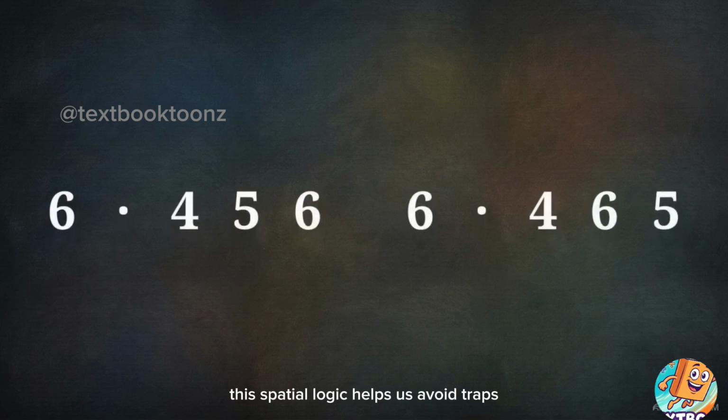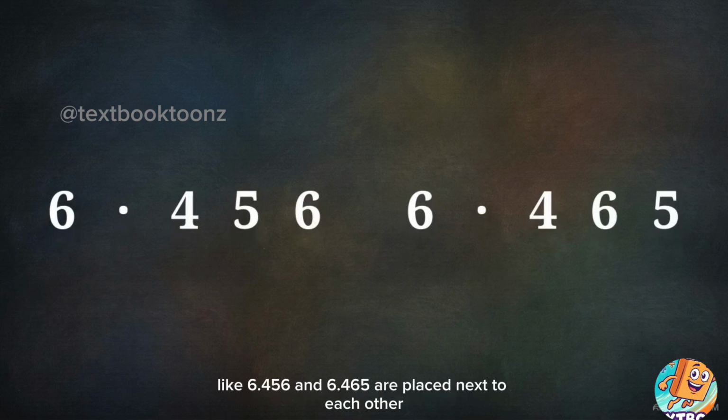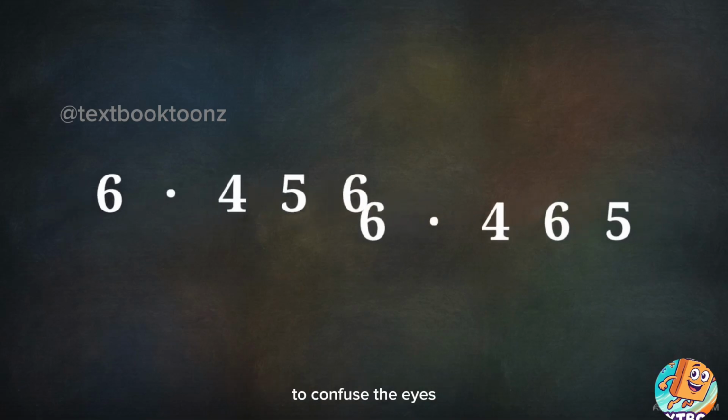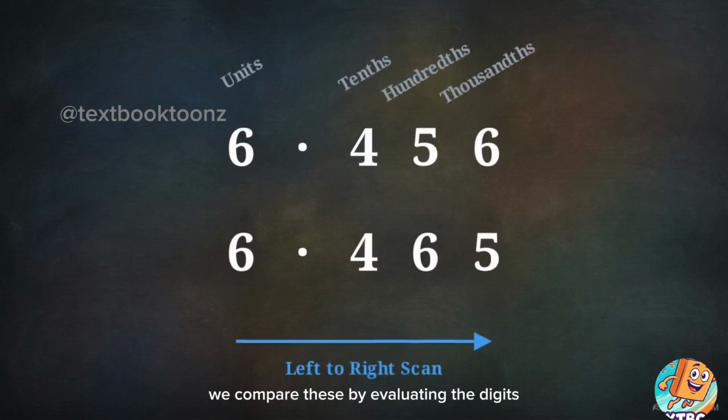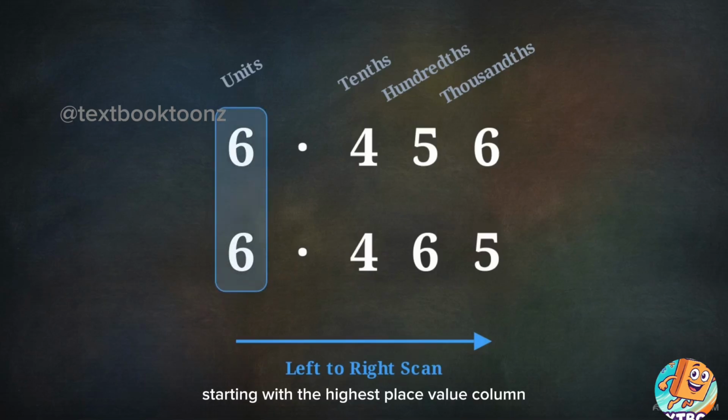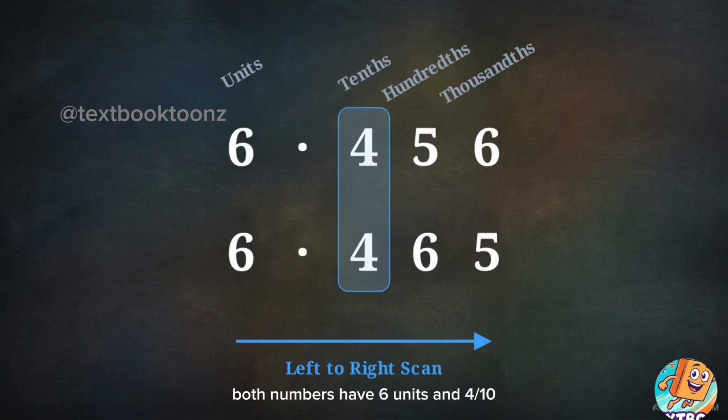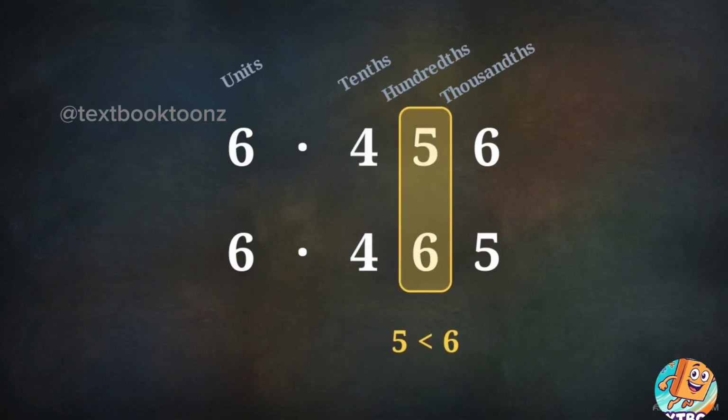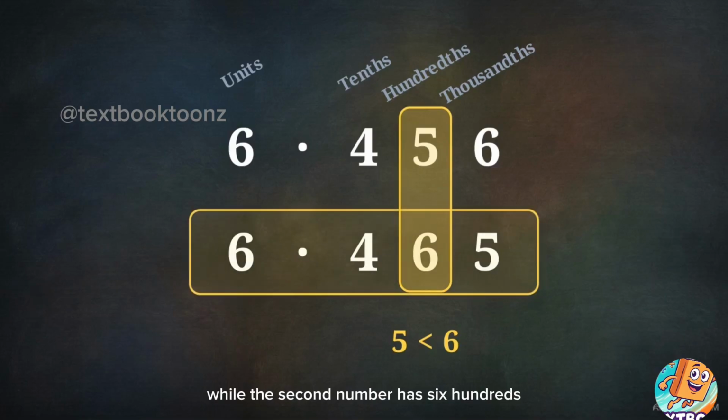This spatial logic helps us avoid traps where numbers like 6.456 and 6.465 are placed next to each other to confuse the eyes. We compare these by evaluating the digits from left to right, starting with the highest place value column. Both numbers have 6 units and 4/10, leaving them in a tie. In the hundredths column, the first number has 5 hundredths, while the second number has 6 hundredths.